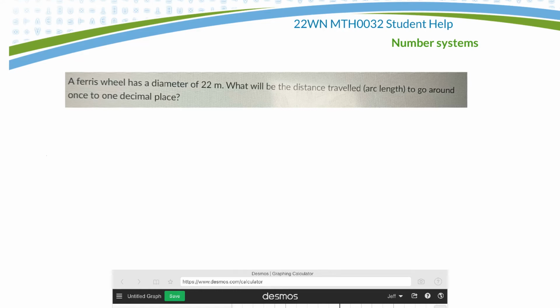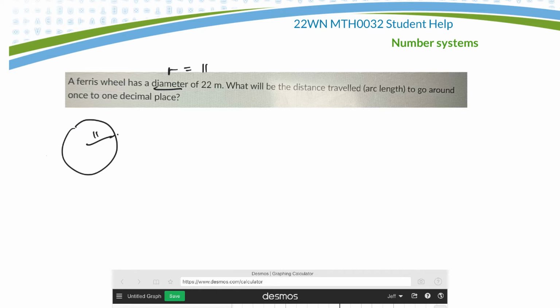Right, here's two good questions. First one is a Ferris wheel. They say the diameter, so the radius would be half of that, or 11. So the radius of the Ferris wheel is 11. And it asks, what will the distance traveled be to go around once?